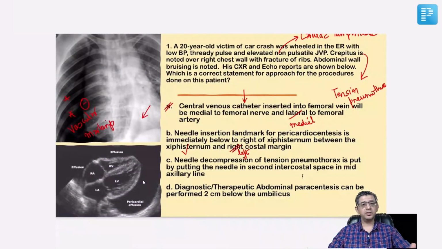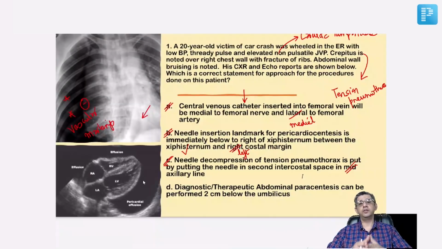Now let's look at C versus D, and I'm very sure by this time most of you have been able to come to the final diagnosis. Needle decompression of a tension pneumothorax is done by putting a needle in the second intercostal space. That's okay. In the mid axillary line? You very well know it's not mid axillary, it's the mid clavicular line. So my point is that you can easily rule out options A, B and C by reading the options. The point is it takes some time, so you need to have patience to read the statements very carefully, because there's a possibility, like in option C, that the initial part of the statement was fine, but the latter part of the statement is definitely wrong.